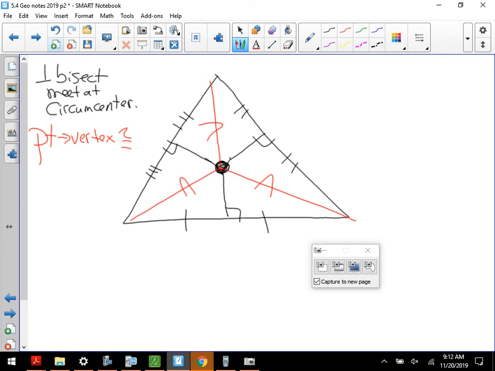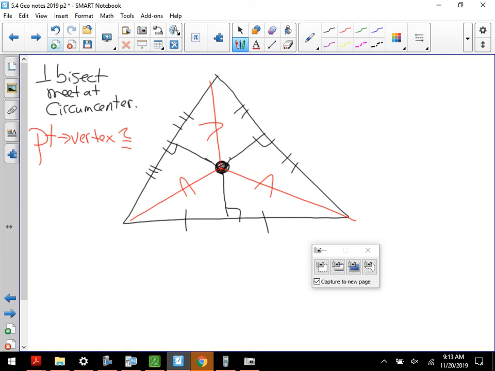Medians intersect where? The centroid. Perpendicular bisectors meet where? Angle bisectors meet at the in-center. What's equidistant from the vertices? Good. What's equidistant from the sides? The in-center. Equidistant from the sides is the in-center. Remember?